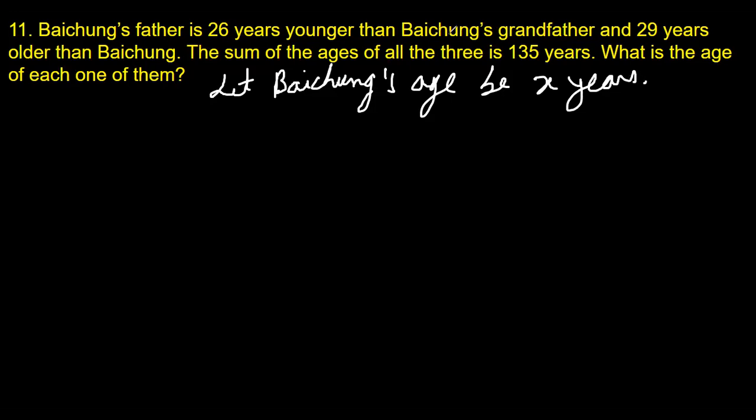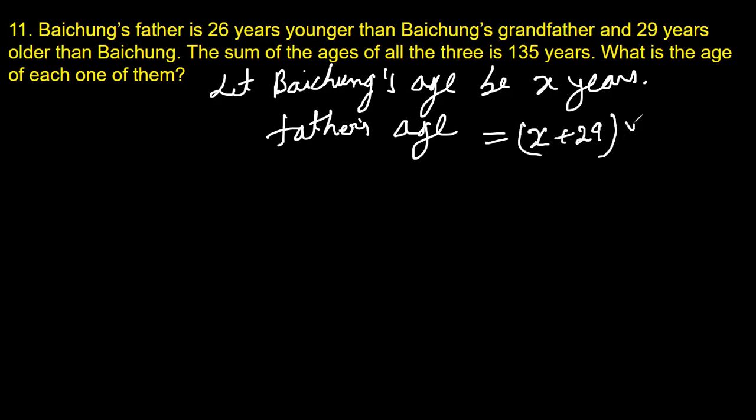I think it's easy to find. Baichung's father is 26 years younger than grandfather and 29 years older than Baichung. Obviously, we are talking about Baichung's father. So father's age would be, it says 29 years older, so you can easily find x plus 29 years, no problem in this.